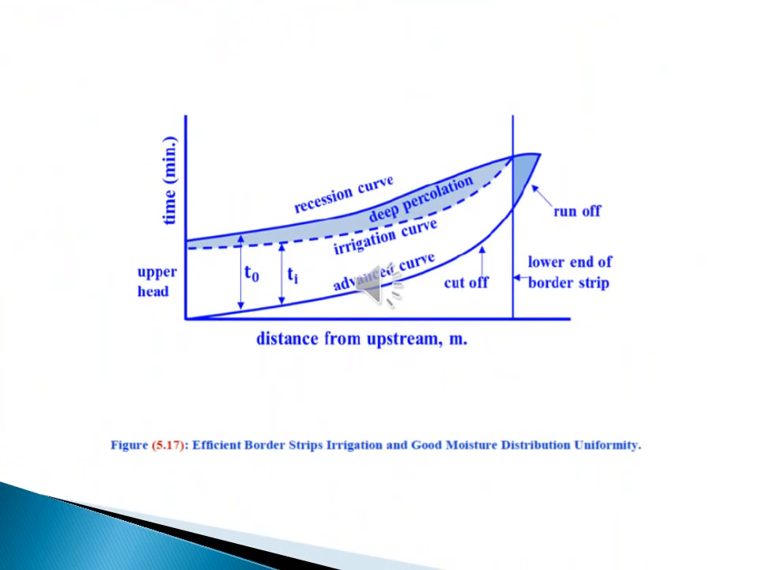Figure showing the efficient border strip irrigation and good moisture distribution uniformity. Note, my dear, the recession curve lies above the irrigation curve and close to it.